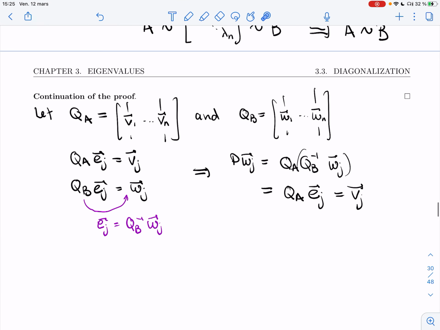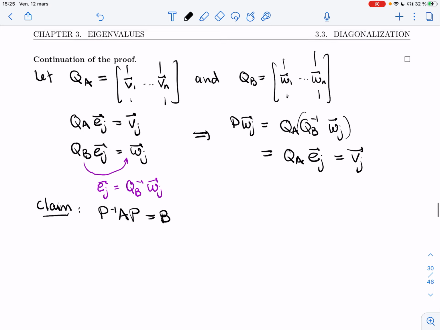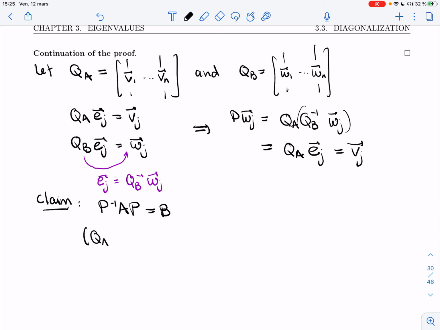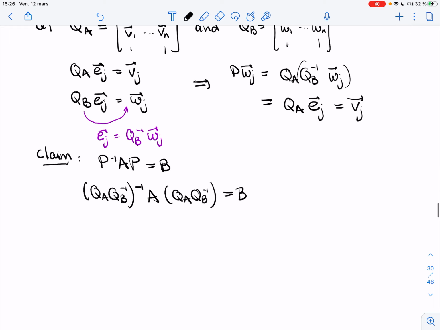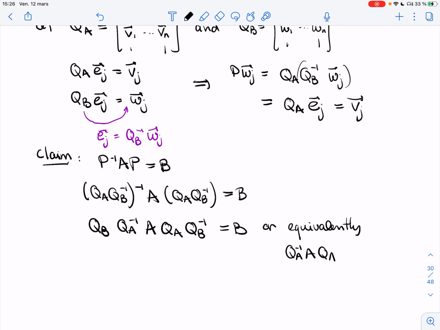All right, here we are. All right, so let's check that P inverse AP is B. All right, so let's write what that means. P is QA QB inverse, so P inverse A P is QA QB inverse B. I mean, we could do it like that, but I think it's a tiny bit more convincing if I actually send the QB to the other side. So what I'm going to check is that QA inverse AQA equals QB inverse BQB.